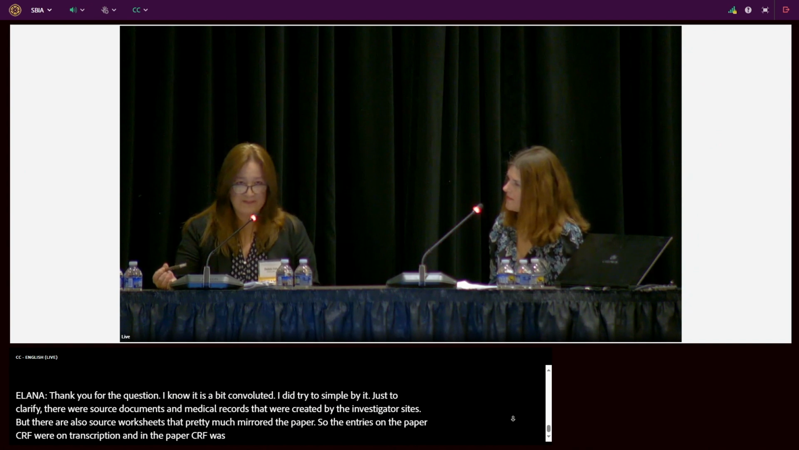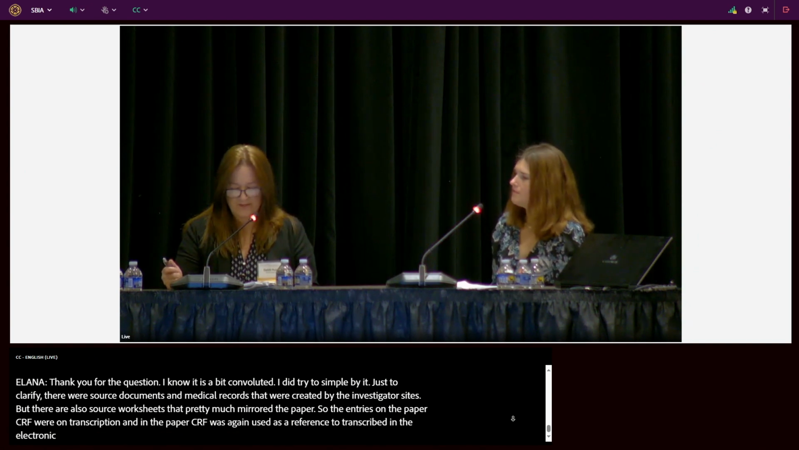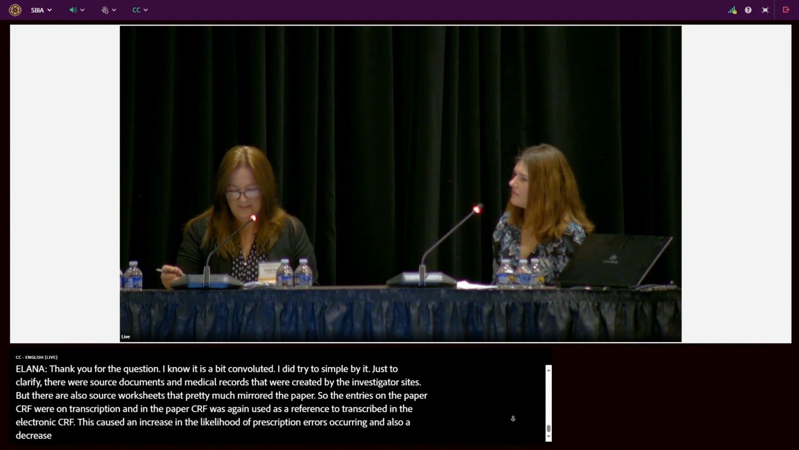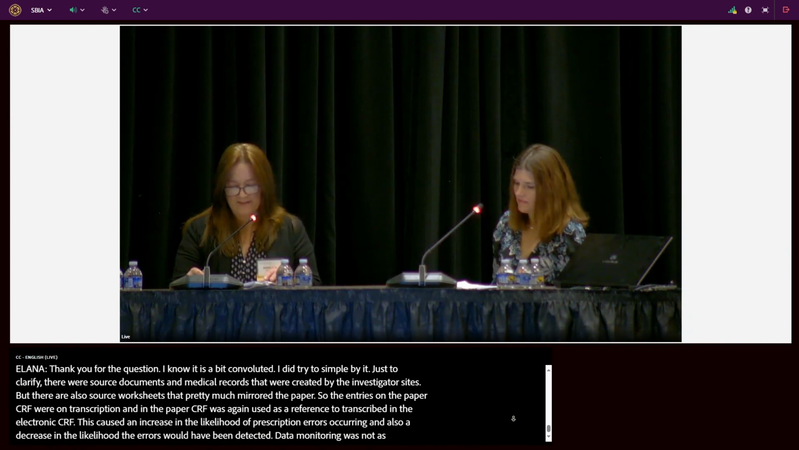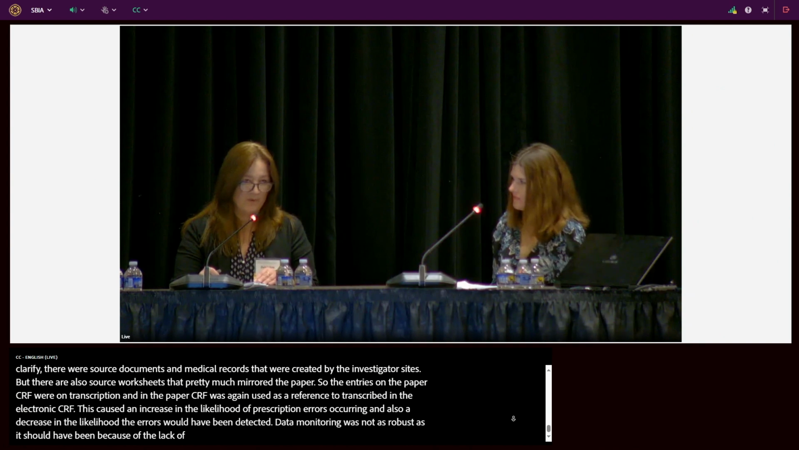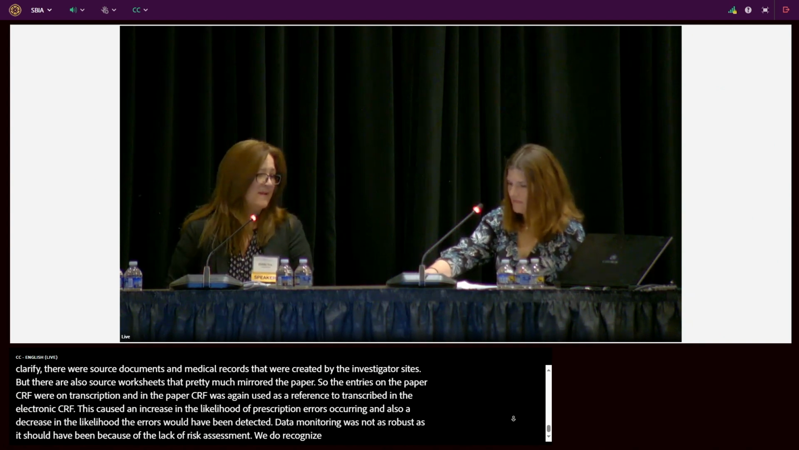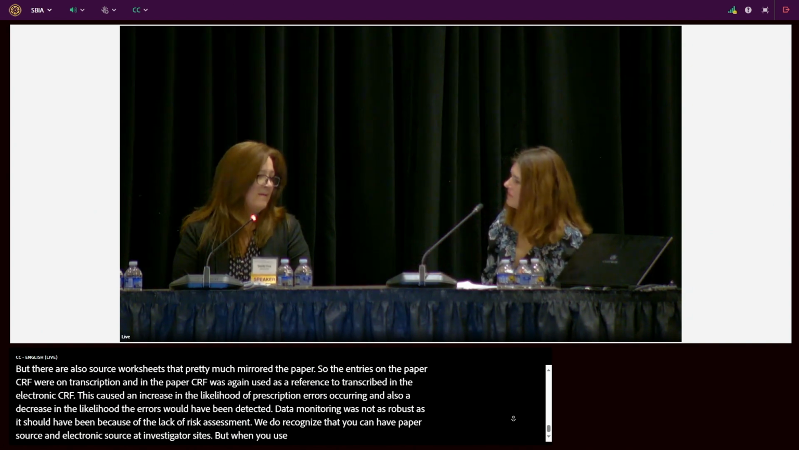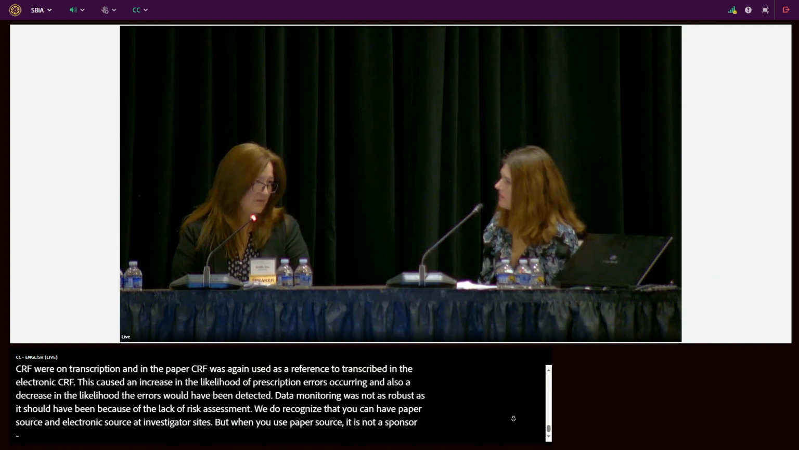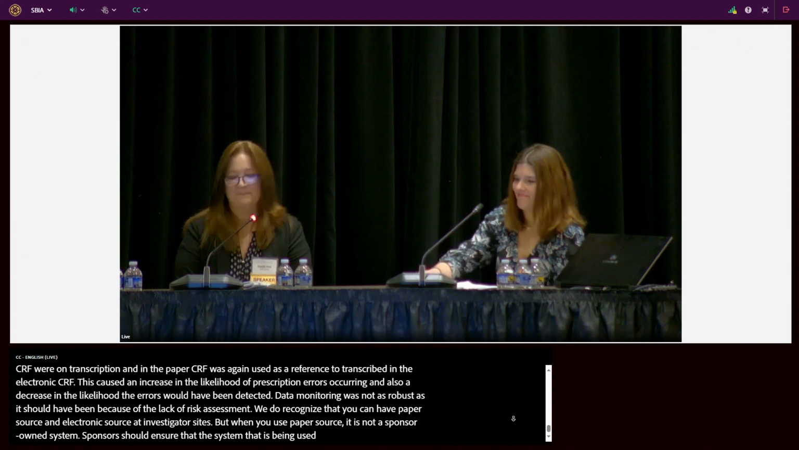So this caused an increase in the likelihood of transcription errors occurring, and also a decrease in the likelihood that these errors would have been detected. Data monitoring wasn't as robust as it should have been because of the lack of risk assessment. And we do recognize that you can have paper source or electronic source at investigator sites, but when you are using paper source, it's not a sponsor-owned system, so sponsors should ensure that the system that's being used for source data does meet the requirements of the electronic records.